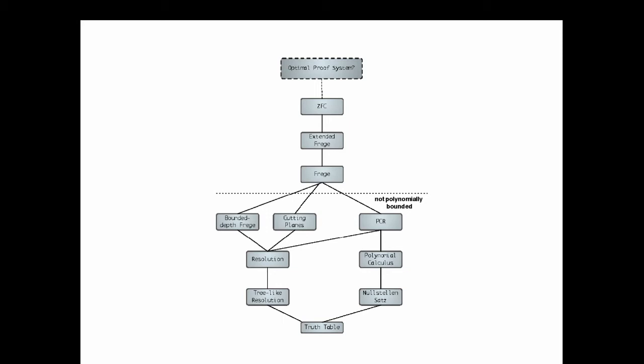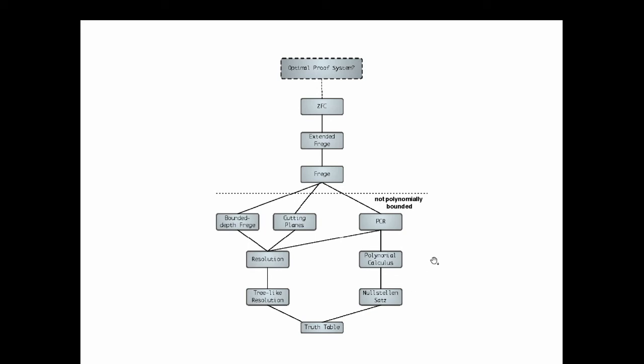They simulate cutting planes, resolution, these polynomial calculi, and they don't have a lower bound. So everything below this line is not polynomially bounded. We know for sure it's not polynomially bounded because we have families of formulas where we know that the shortest proof must be super-polynomial in the size of the theorem.